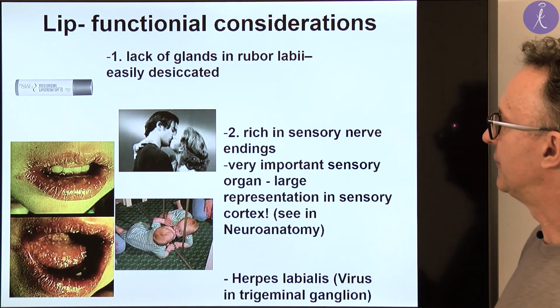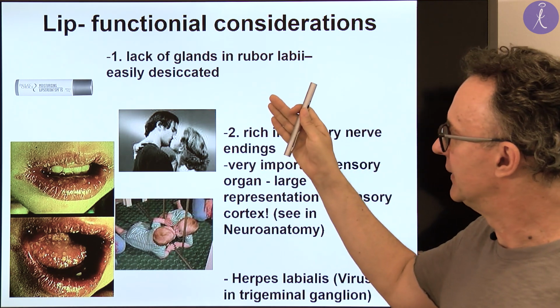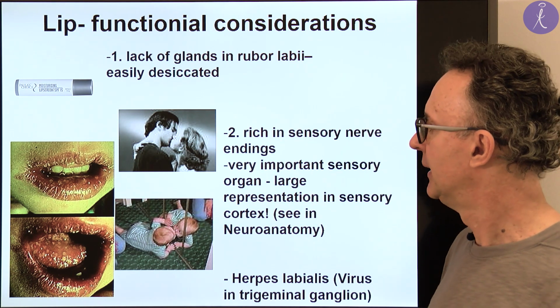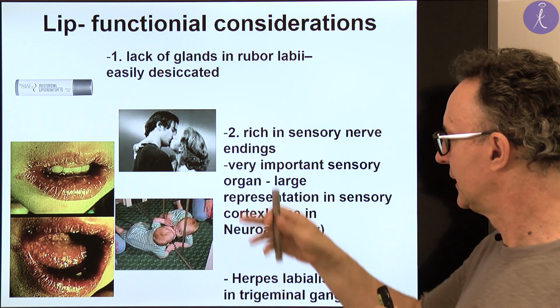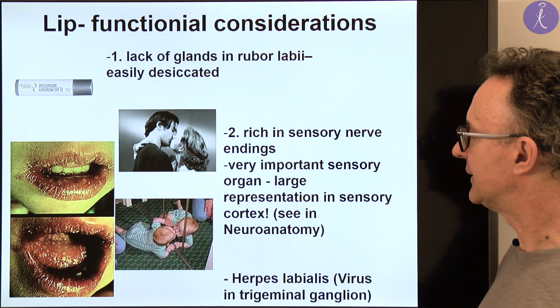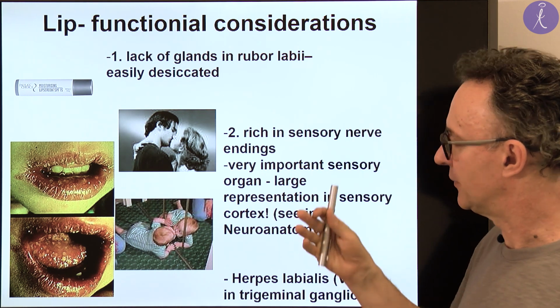The lip has several functional considerations. One is the fact that the intermediate part, or the red part, doesn't contain glands, and that's why easily desiccated, but we have special lipstick and tricks to wet it, to lubricate it. The other is the very sensitive character of the lip.